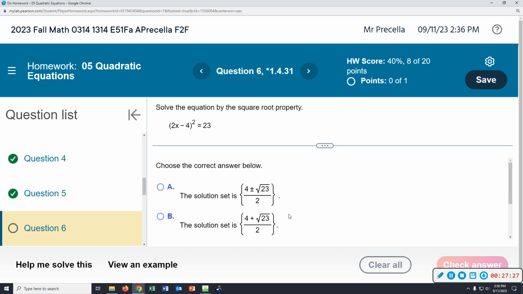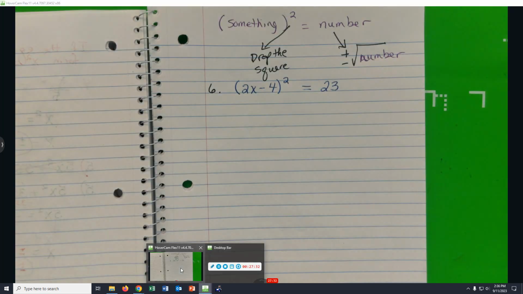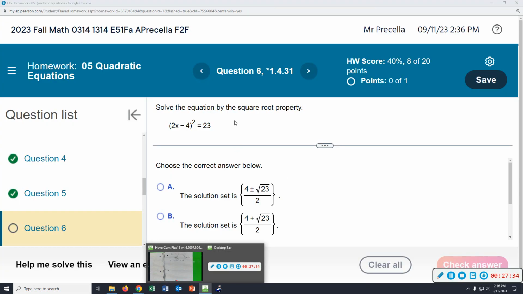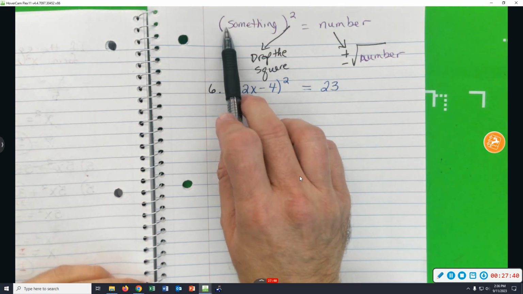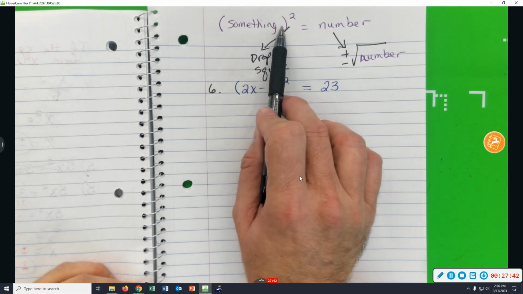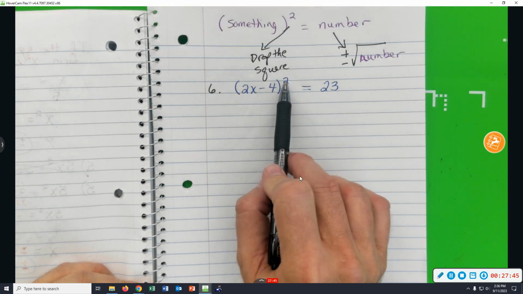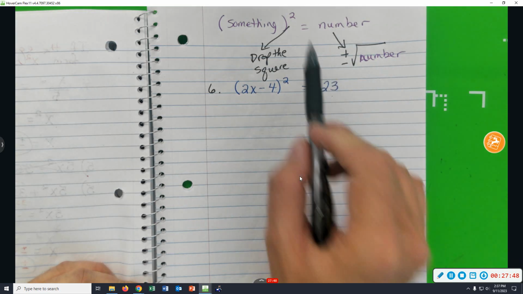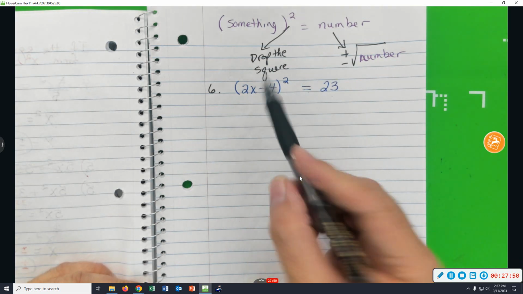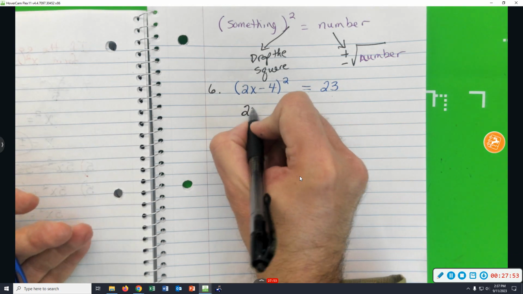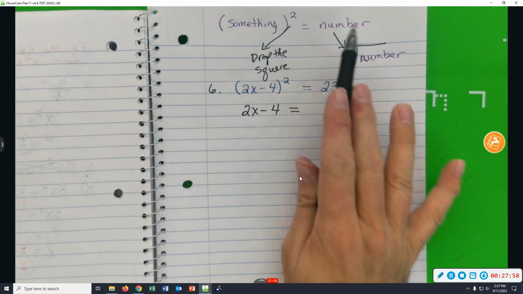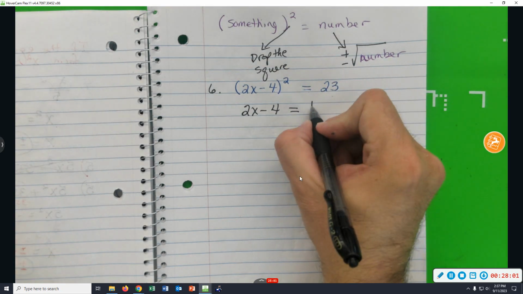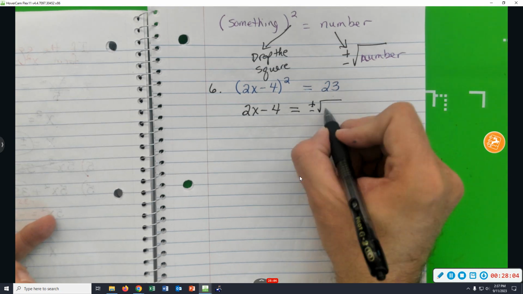Well, can we use the square root? I don't think it does tell you to use the square root property. Okay. Well, how? Well, it's in this form I have right here. Something squared equals a number. So let's drop that square. On the left, we're just going to write 2x minus 4. And on the right, we'll take the positive and negative square root of 23.